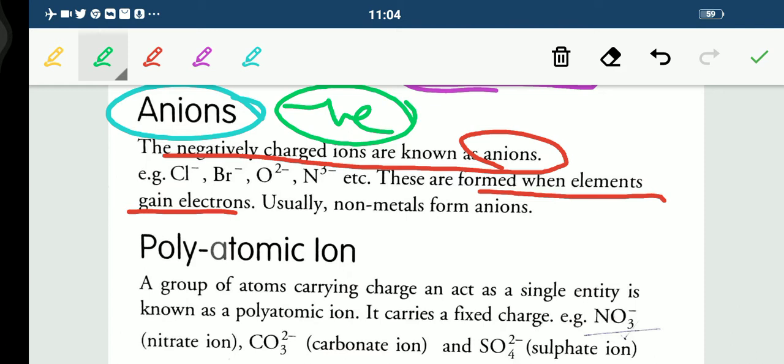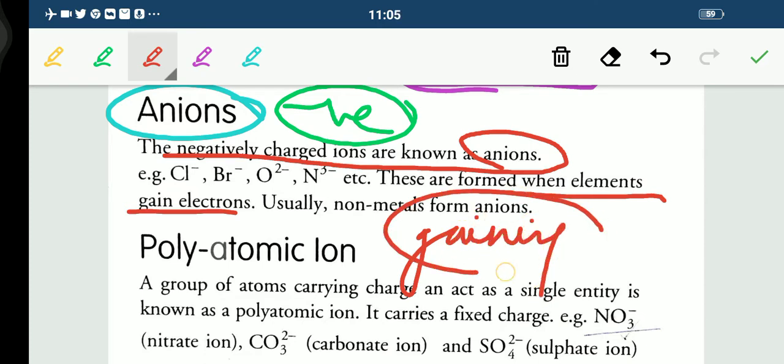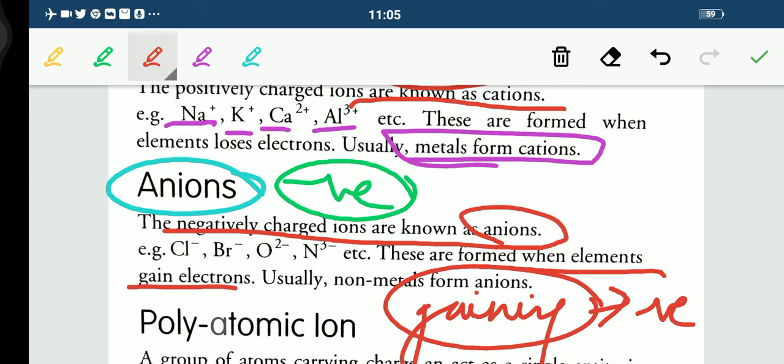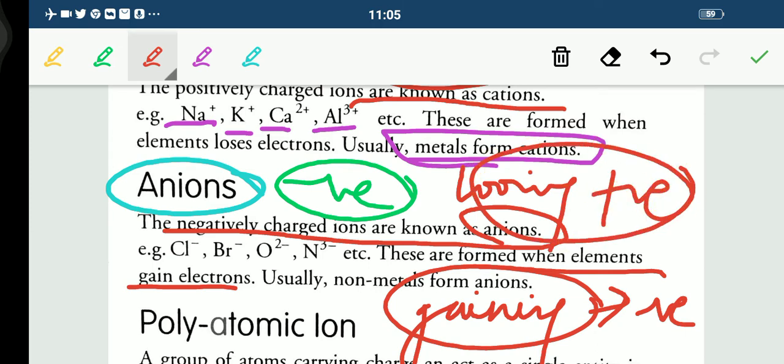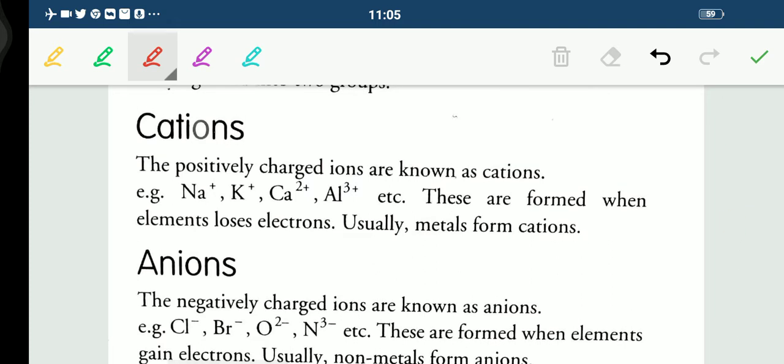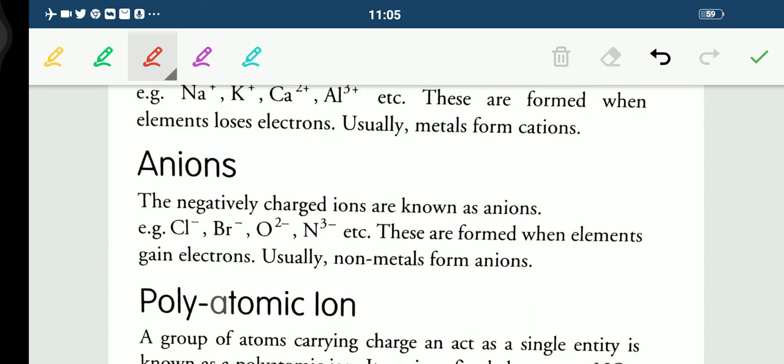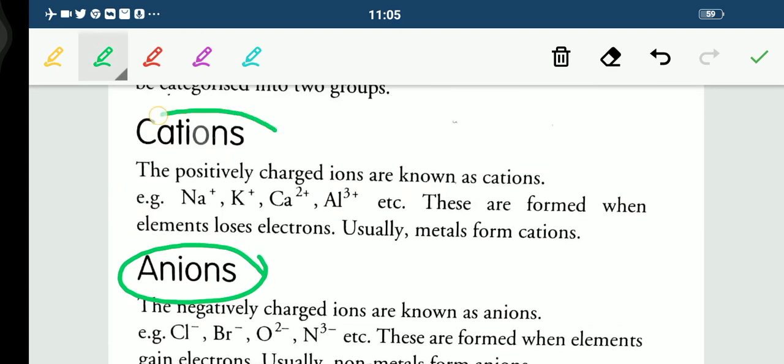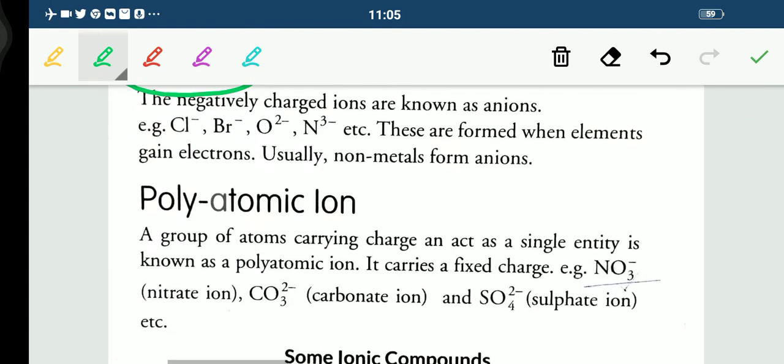So remember, when there is gaining of electrons, which charge is acquired? Negative. Okay, and the second thing is when it is losing the electrons, at that time which charge is acquired? Positive. Fine. And remember one thing, if negative charge is acquired, then the species would be anion. Fine. And if positive charge, then it would be cation. I hope this concept is clear.